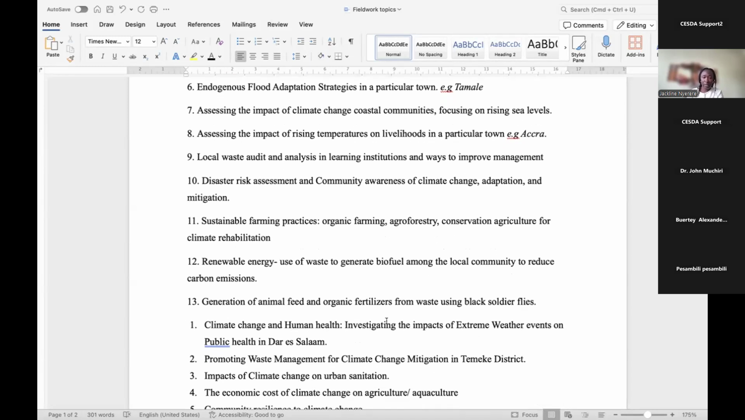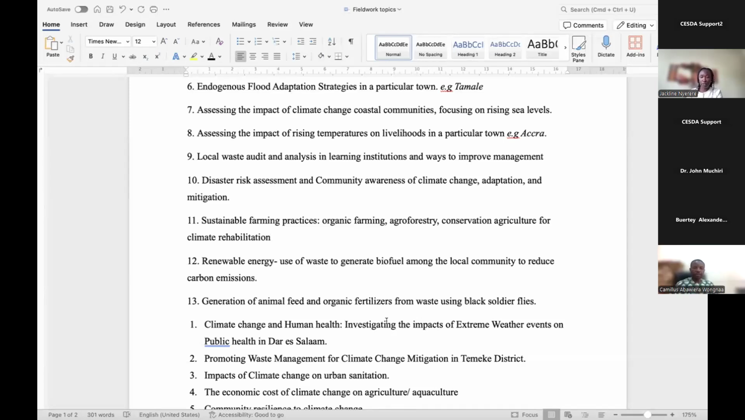Disaster risk management, assessment, and community awareness of climate change, adaptation, and mitigation. This, I think, can fit any context. Number 11, we have sustainable farming practices, organic farming, agroforestry, conservation agriculture for climate rehabilitation. If you're interested in agriculture, you can pick this.